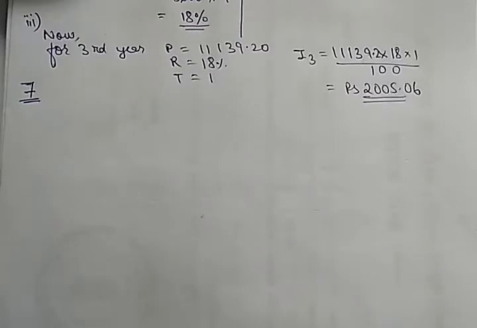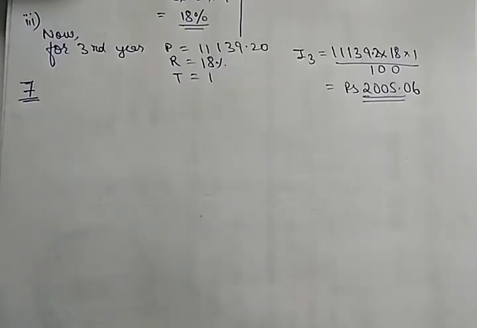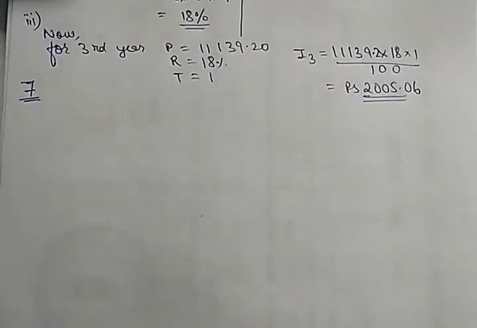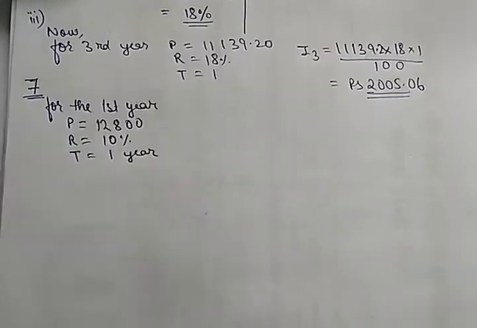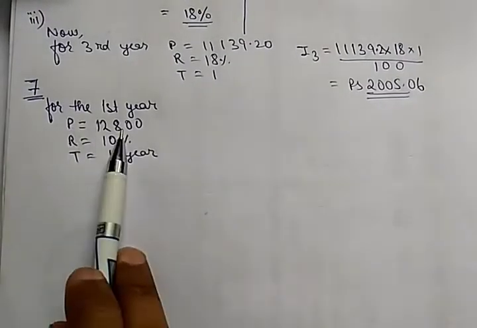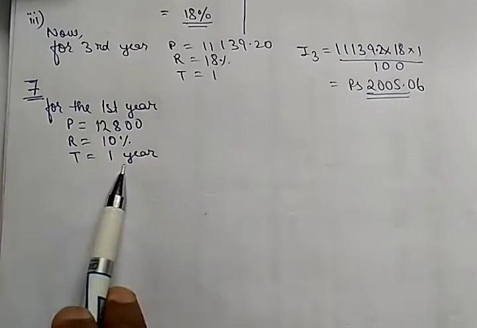Question number 7. Ramesh invests rupees 12,800 for 3 years at the rate of 10% per annum compound interest. Find the sum due to Ramesh at the end of the first year, that is the principal that we have to find. The interest he earns for the second year and the total amount due to him at the end of the third year. So for the first year, principal is 12,800, rate is 10%, time is 1 year.